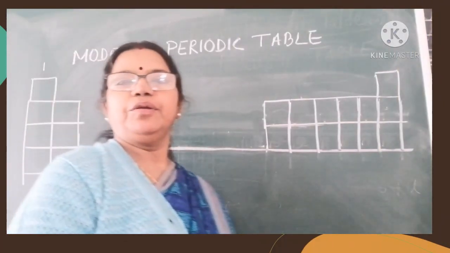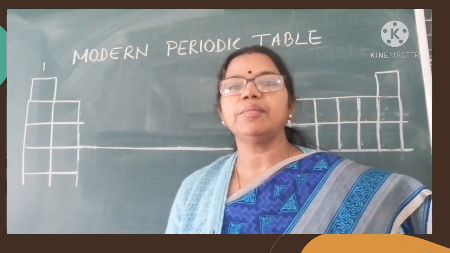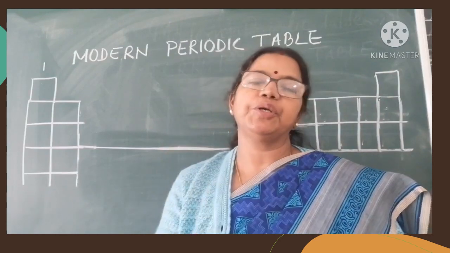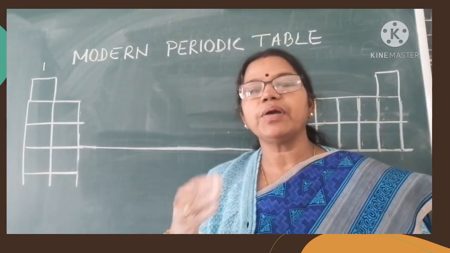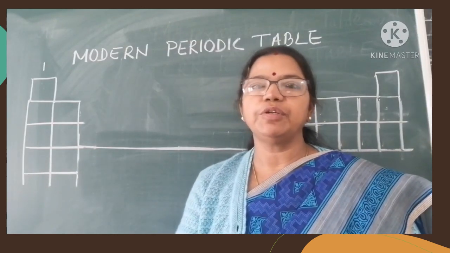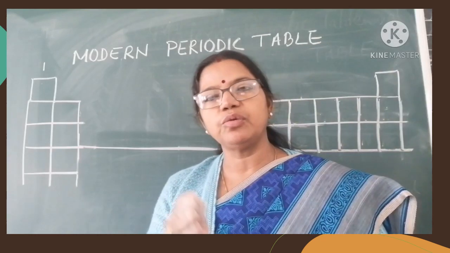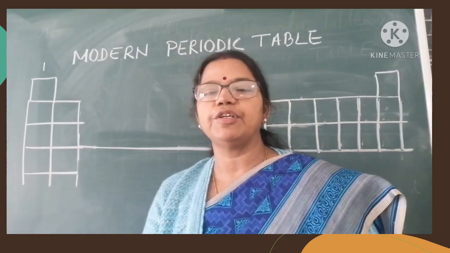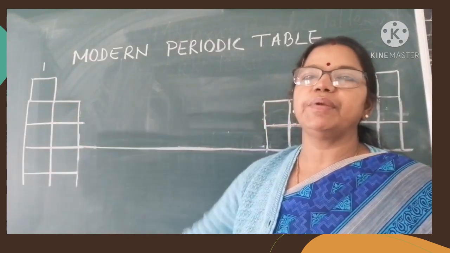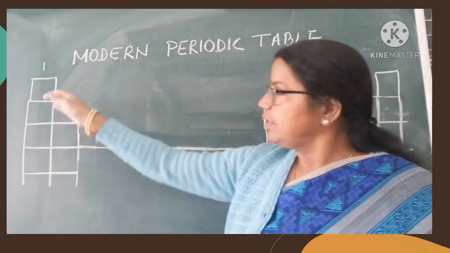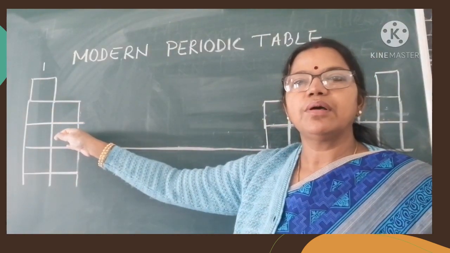Now let me explain the position of the first 20 elements in the modern periodic table, which you have to learn in standard 10. After that I will explain how you can identify the positions of these 20 elements in the modern periodic table through the electronic configuration of the elements. For this, let us start with the numbering of the groups. These vertical columns, as I told you, are known as group numbers.